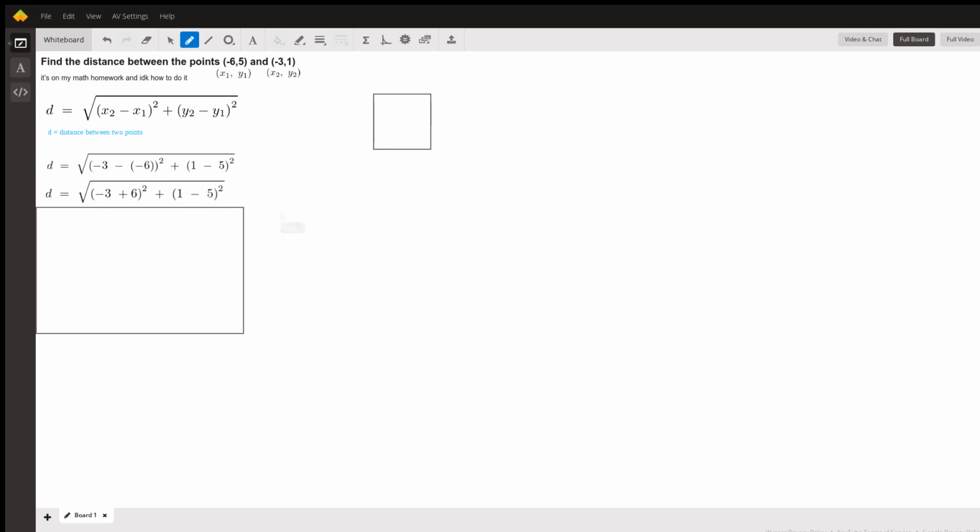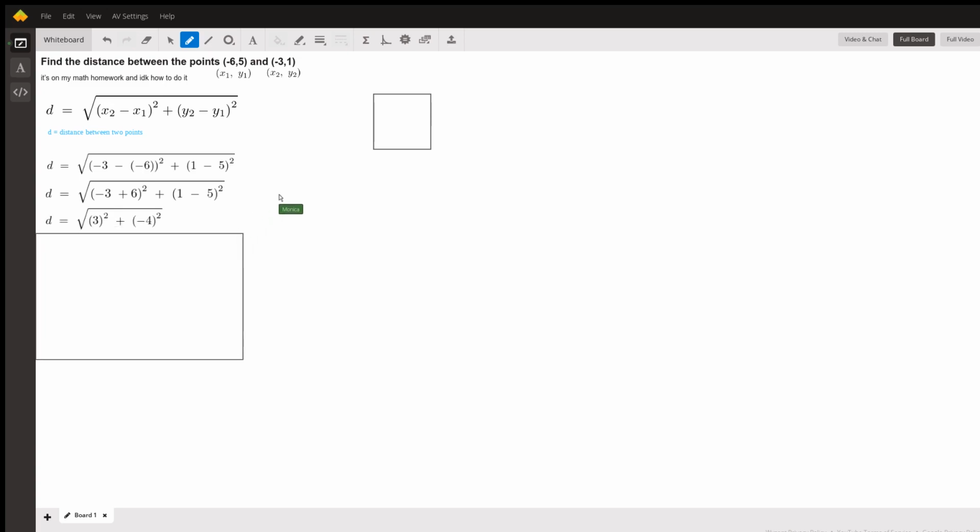So for this problem, you have to be really careful with your order of operations. We can't add these two together yet, and we can't square them yet because we have to do what's inside of the parentheses first. So -3 plus 6 would be a +3. 1 minus 5 would be a -4.